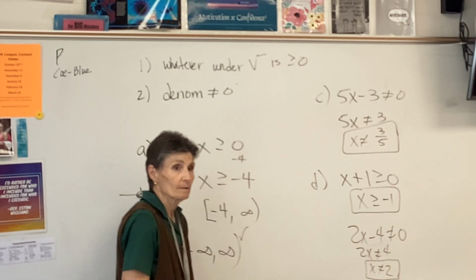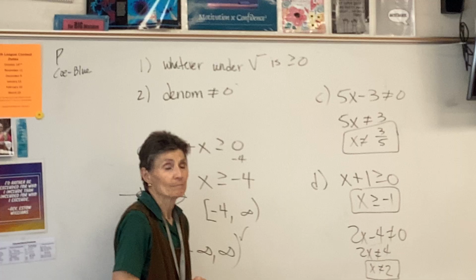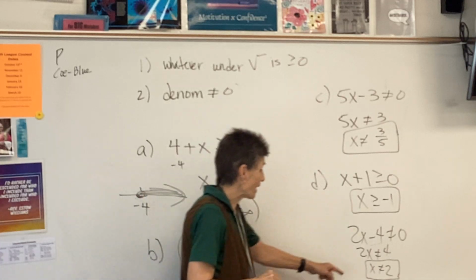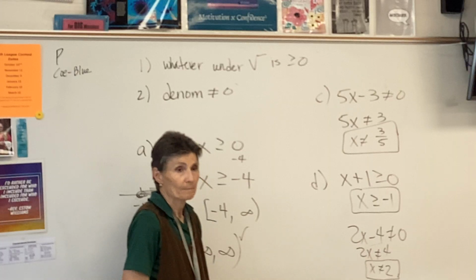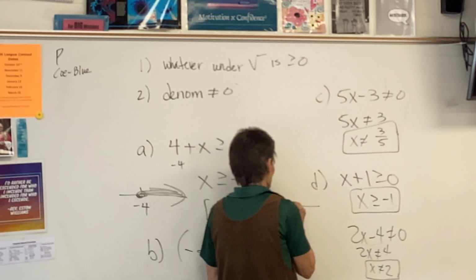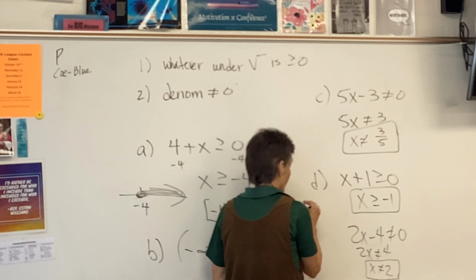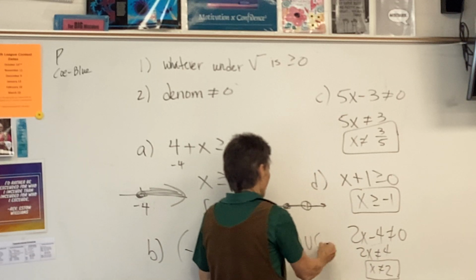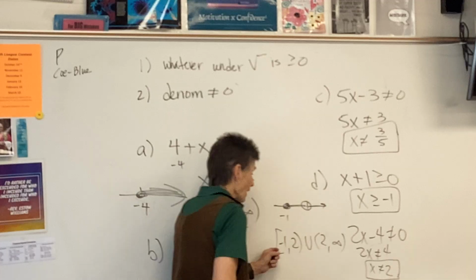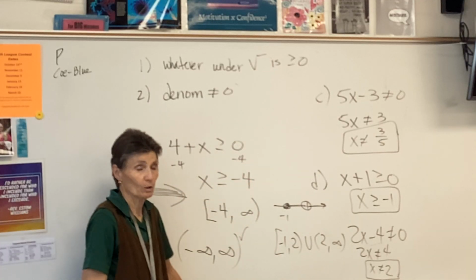How would you write that again? Just like that. Remember, if they have one of these in them, you don't need to do another rule. It would look like this. We're bigger than -1, but we're not 2. So it would be -1 to 2, or 2 to infinity.